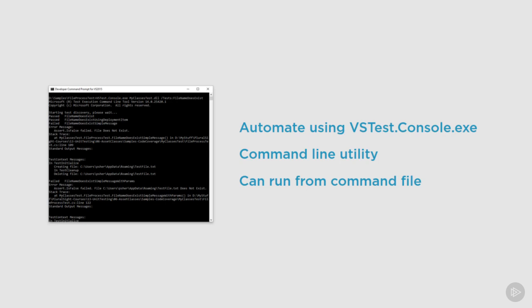We're also going to automate using vstest.console. This is simply a command line utility that you can run from a command file. This is very useful for doing builds and then running tests offline, like maybe at night if you have a couple thousand tests that need to be run. This would be a good way to automate that process.